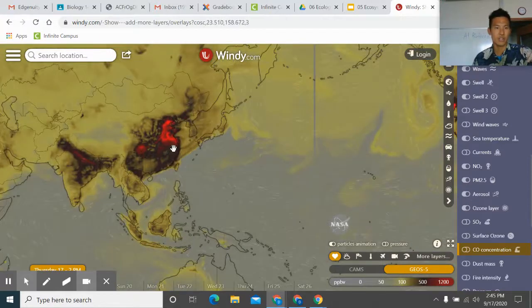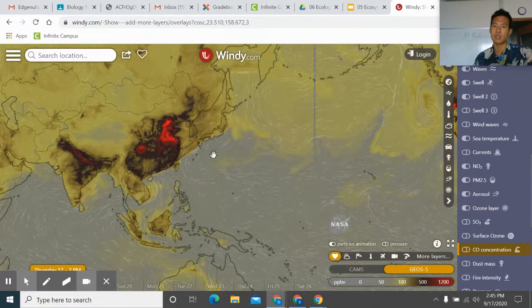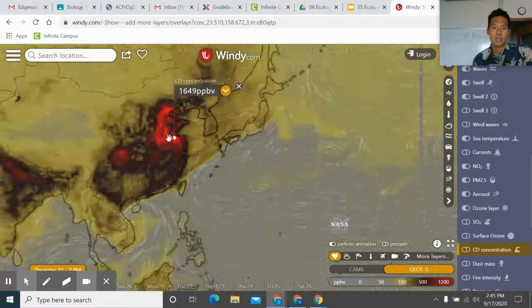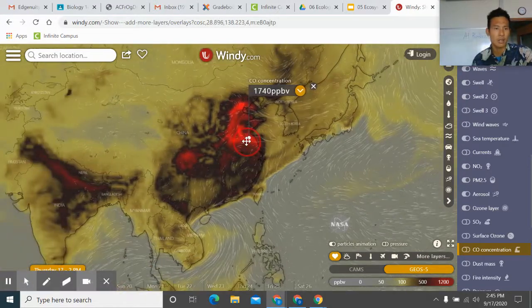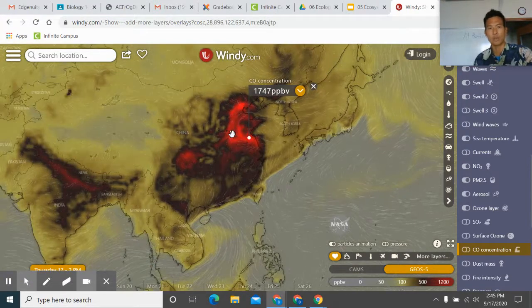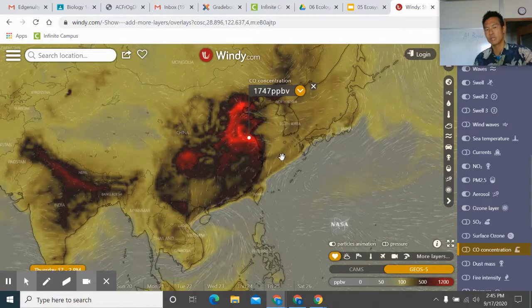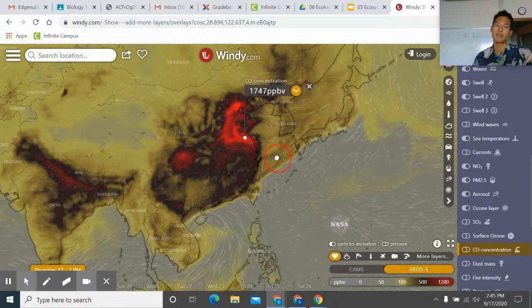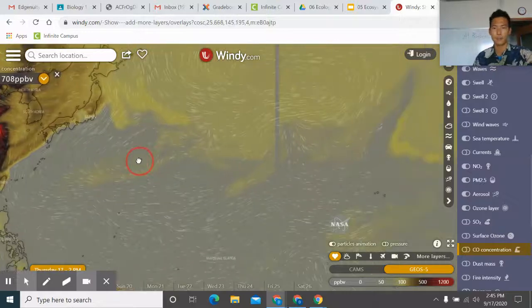Okay, look at India and China's industrialization. These aren't any fires. It's just that these countries are actually going through their industrialization stage. They're burning a lot of fossil fuels to help fuel and drive their economy.